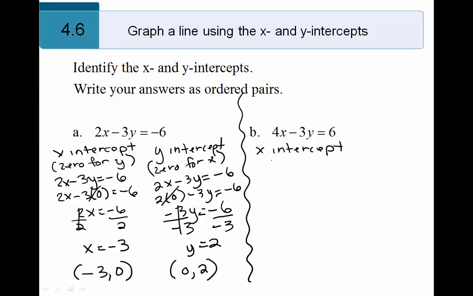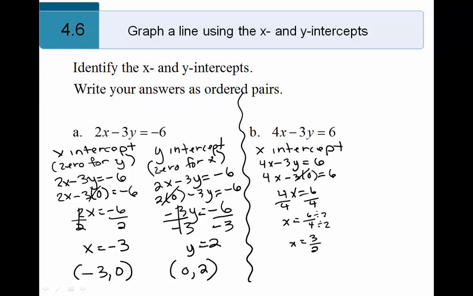So I'm plugging in 0 for y. I'll just write the equation first. I'm going to have 4x minus 3 multiplied by 0 equals 6. 3 times 0 is 0, so I have 4x equals 6. Divide both sides by 4. So x is equal to 6/4. Of course, we can reduce that if we divide the top and bottom by 2. So x is equal to 3/2.